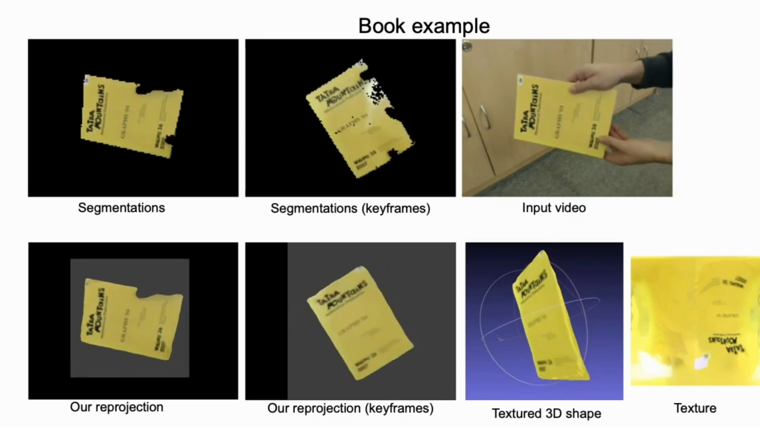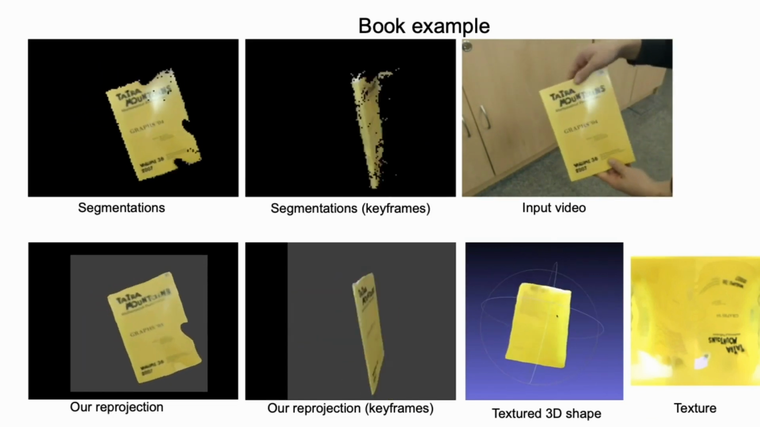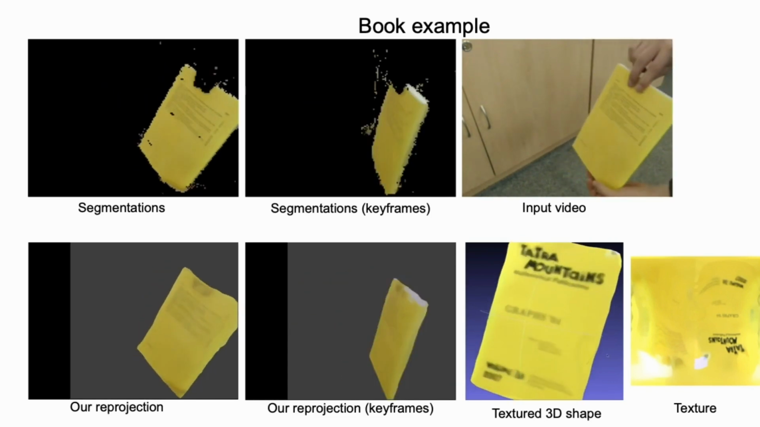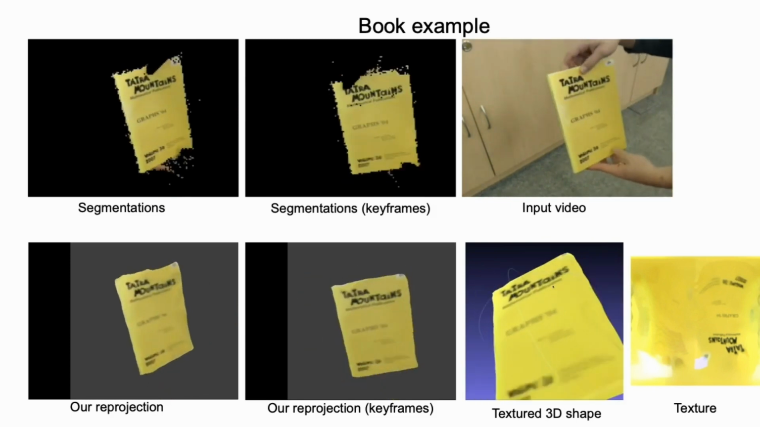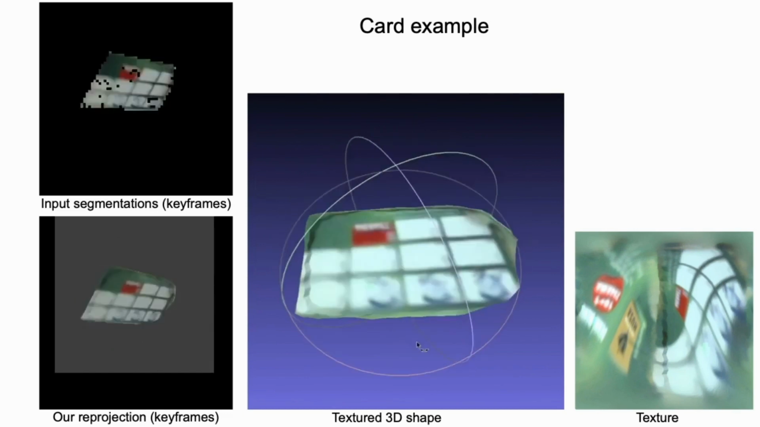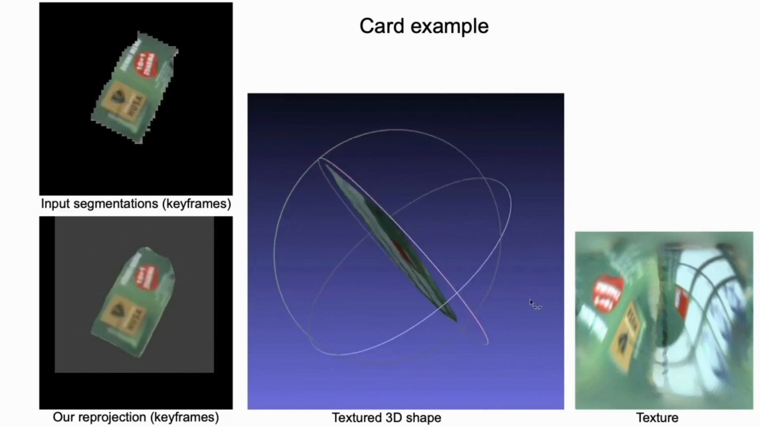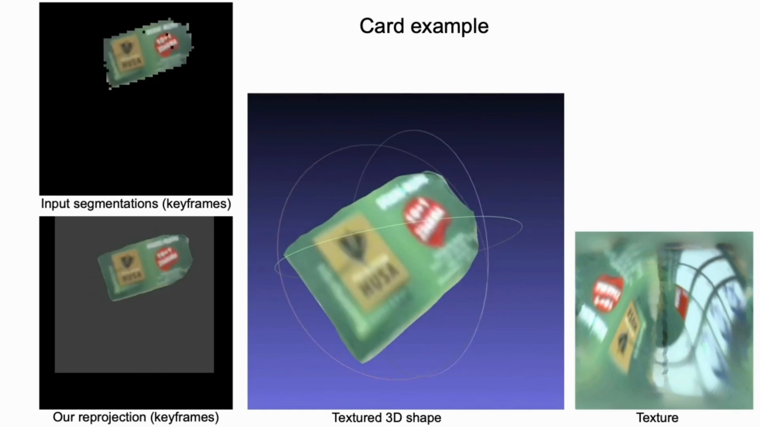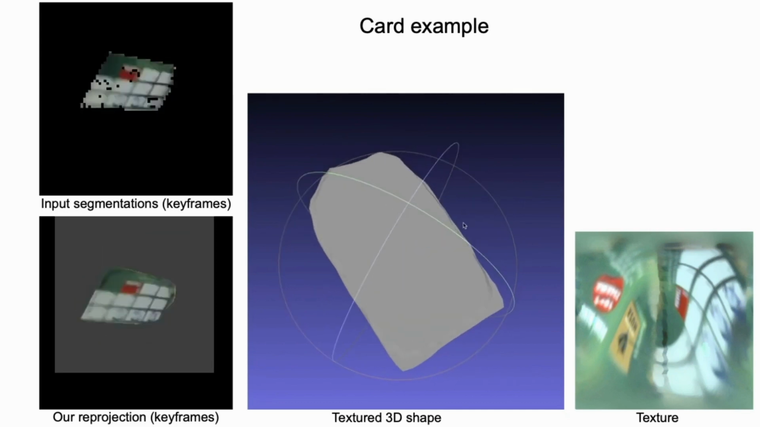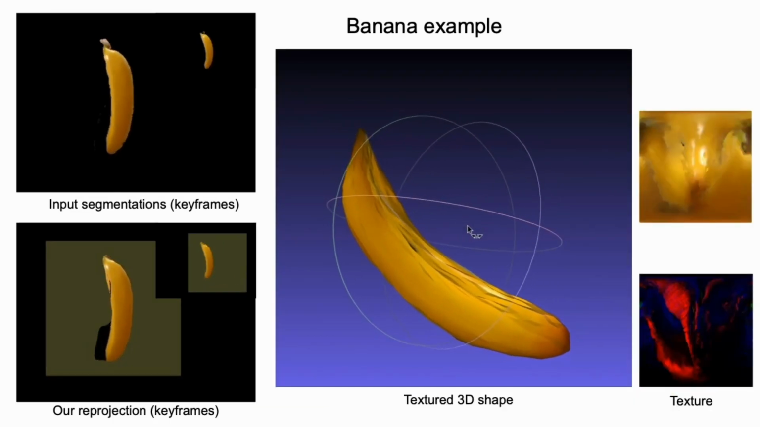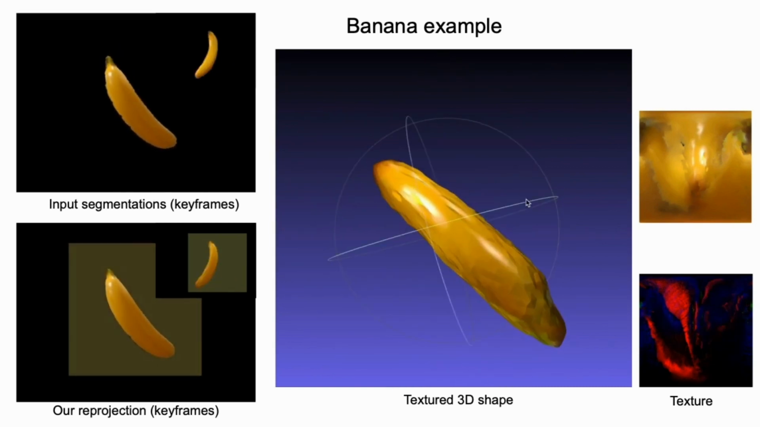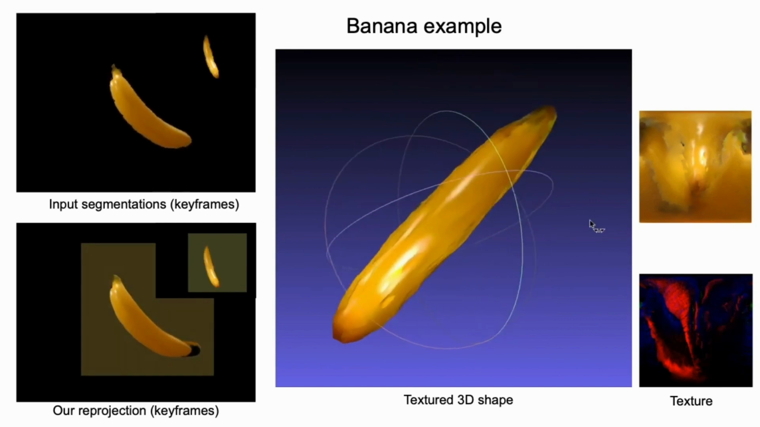The book example demonstrates that our method also handles specular reflections well and robustly tracks the object, even though the object is rather thin as well. The card example demonstrates that also extremely thin objects can be well reconstructed and tracked. The banana example illustrates the precise reconstruction of the object shape despite the limited number of input views and the rather homogeneous texture information.